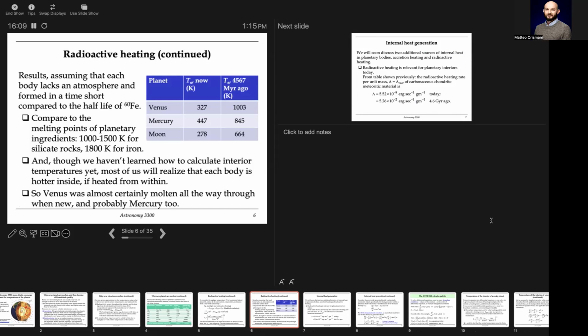Okay? And if you just calculate it for now, you see that Venus is a very comfortable 327 Kelvin. So, like, that's pretty good, actually, right? It's a little cold. That's pretty good. Mercury, okay, it's a little warm. And the moon is 278. Oh, the moon's too cold. And that's actually not surprising, right? Of course, it's too cold. And the moon is a great example of this because there is no atmosphere. Is there an atmosphere on Mercury?